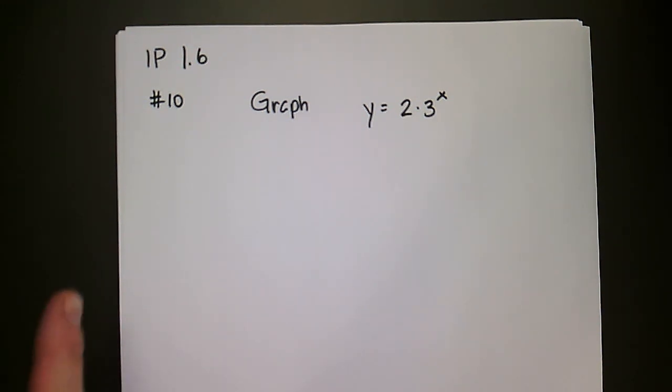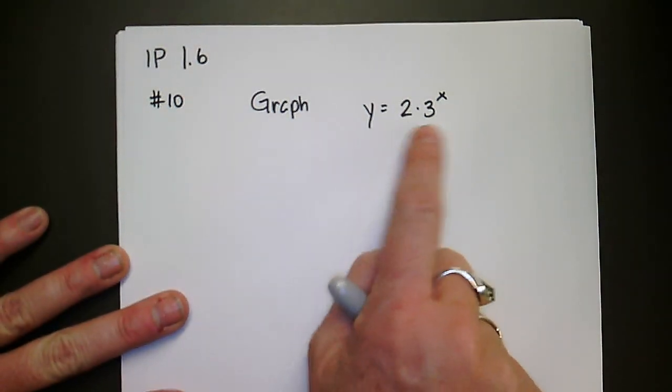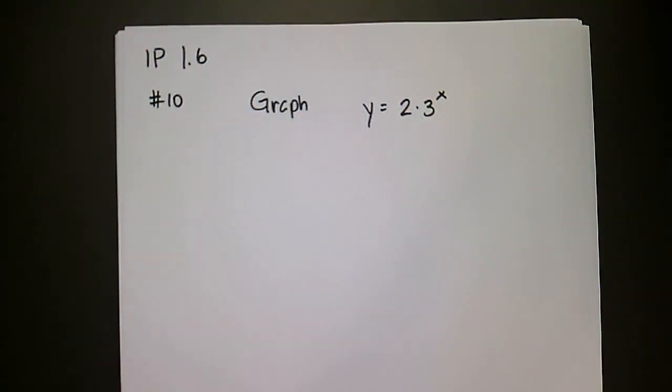All right, we're looking at IP16, number 10. We're asked to graph this exponential function. Now, in order to graph this, we're going to use our starting value and multiplier relationships because these numbers are really nice, small, whole numbers, very easy to work with.